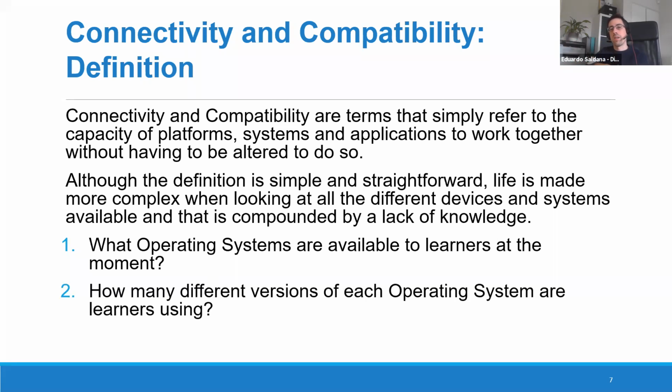And the other thing to think about is how many different versions of each operating system learners are using. Because, as I said before, there's more than one Windows version. Even Windows 10 has different versions of the same operating system, because some of them might be up to date, some of them may be on the previous patch, and therefore there's some difference in how it works, some difference in how it looks if it's not kept updated. Somebody might be using Windows XP, Windows 7, Windows Vista, and all of them look different, react differently, and have different compatibility issues with different platforms.